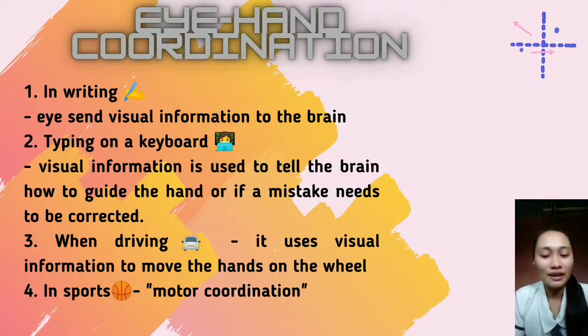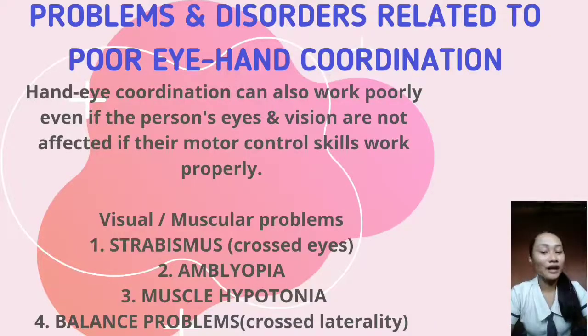In any sport, the eyes usually coordinate with the movement of some parts of the body, called motor coordination. Hand-eye coordination can also work poorly even if the person's eyes and vision are not affected and if their motor control skills work properly.